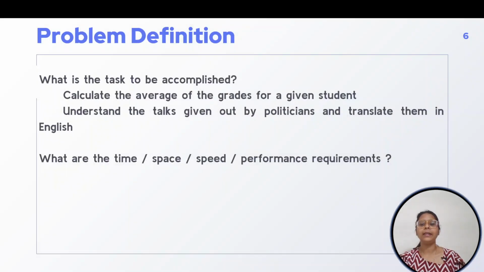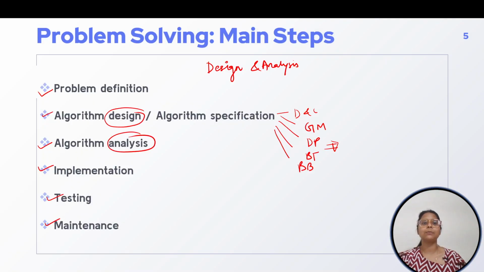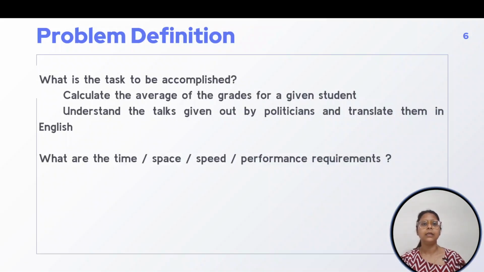If I talk about the first step, which is problem definition, let's discuss it. Problem definition means what exactly the requirements of your problem are, what time and space are needed, and what the speed of the system is that needs to be taken care of. So you need to understand all these parameters before writing an algorithm for a problem.